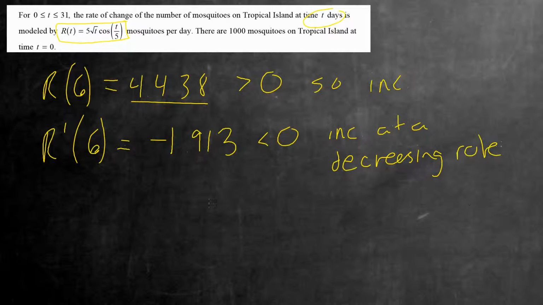But the number of mosquitoes is increasing at a decreasing rate. And what does that graph look like? We've got a graph that's going up, but it is concave down. So it is increasing, but its rate of increase is decreasing.